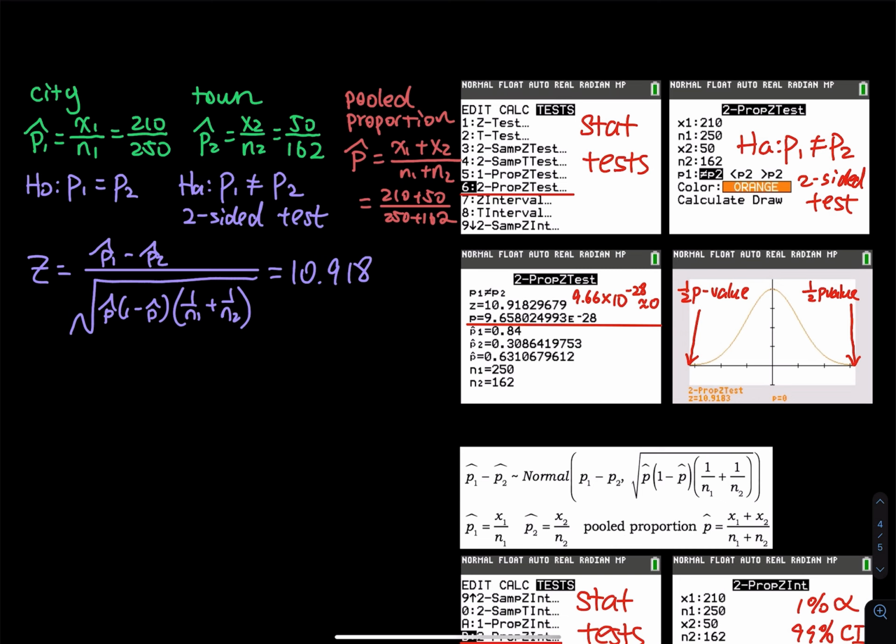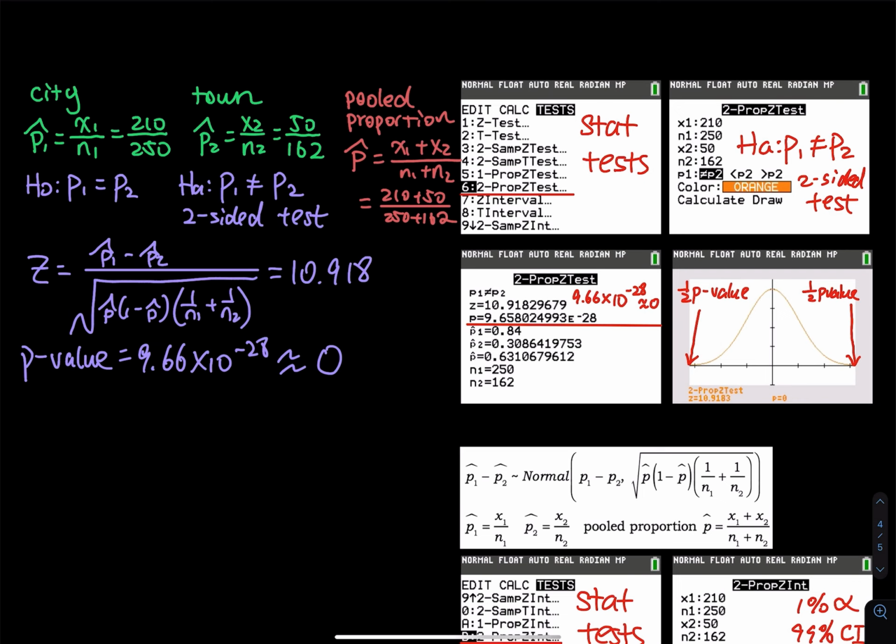Do you see that there is an E minus 28 at the end? This is scientific notation. So the p-value in scientific notation is 9.66 times 10 to the negative 28. When you do homework online, I believe that you can just put 0 because this is so small that it is approximately equal to 0.